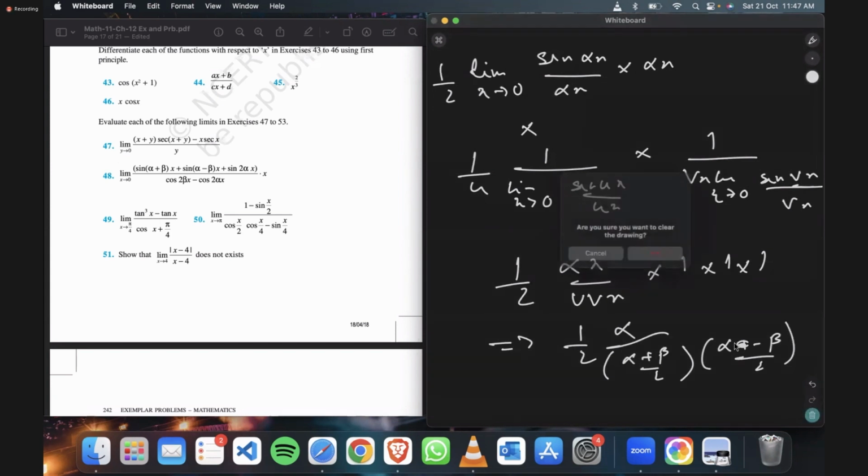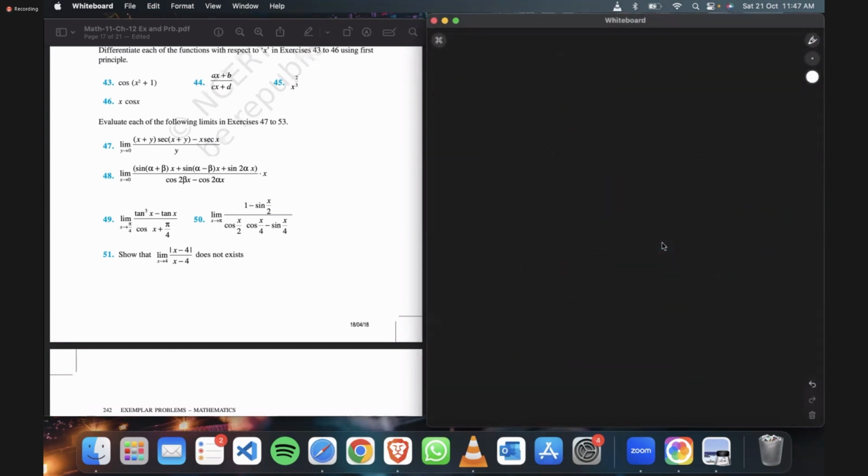If you just simplify it further, you just have to multiply it. Then you'll get what? Let me check. Yeah, so it will be 2 alpha times alpha square minus beta square. This will be your answer. Let's move on to the next question.